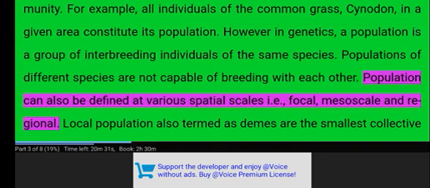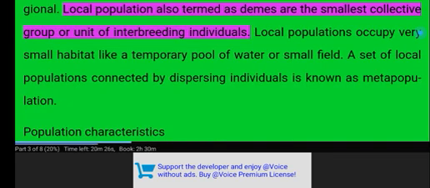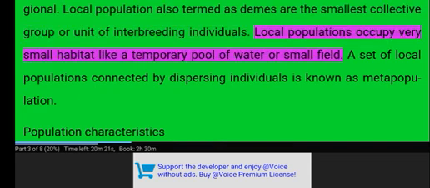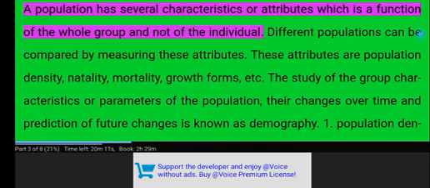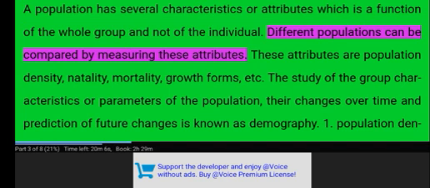Population can also be defined at various spatial scales, i.e., local, mesoscale and regional. Local populations, also termed demes, are the smallest collective group or unit of interbreeding individuals. Local populations occupy very small habitats like a temporary pool of water or small field. A set of local populations connected by dispersing individuals is known as a metapopulation. Population characteristics. A population has several characteristics or attributes which are a function of the whole group and not of the individual. Different populations can be compared by measuring these attributes.